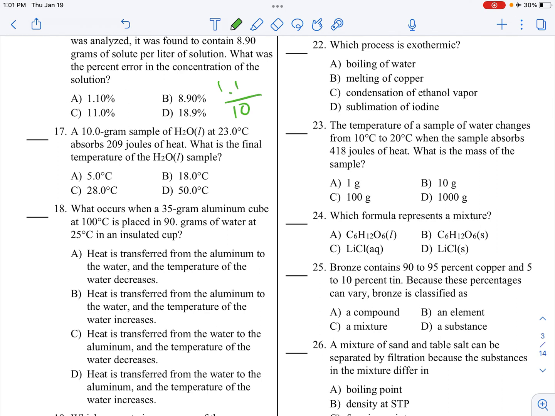We're looking at heat formulas. So Q equals mC delta T, which is found on table T. However, since it's looking for a final temperature, we have to substitute the definition, which is T final minus T initial.